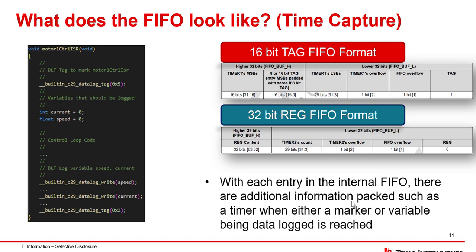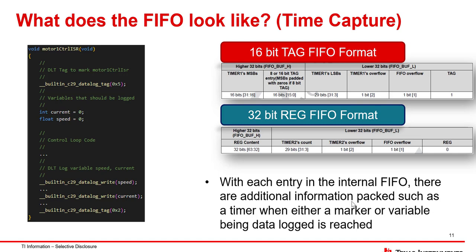FIFO buff L holds timer 1's LSB, timer 1's overflow bit, the FIFO overflow bit, and if the LSB is a 1, then we know we received a tag. FIFO buff H holds information about the timer 1's MSB and the 16-bit tag entry used. In this control ISR, when the first tag is reached, the 16-bit tag entry would be 5, then at the end of the ISR, the 16-bit tag entry would be 2, as an example.